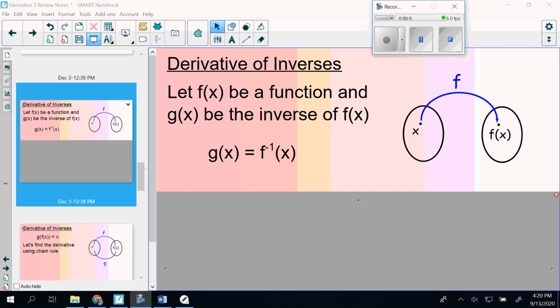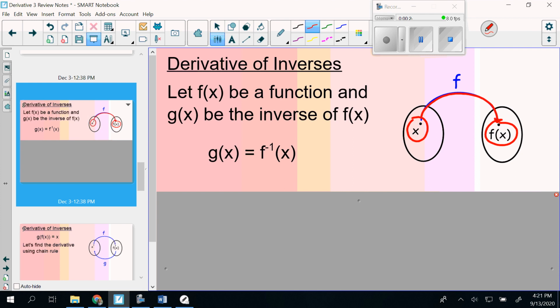All right, we're going to look at inverse functions and how you find the derivative of those. Let f of x be a function and let g of x be the inverse of that function. So let's go back to what a function does again. If you have some kind of element in your domain here, function f is going to do something to that, bring it over to your range, and you now have that function f at x.